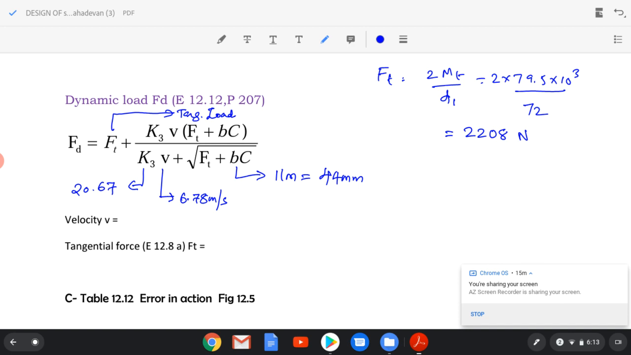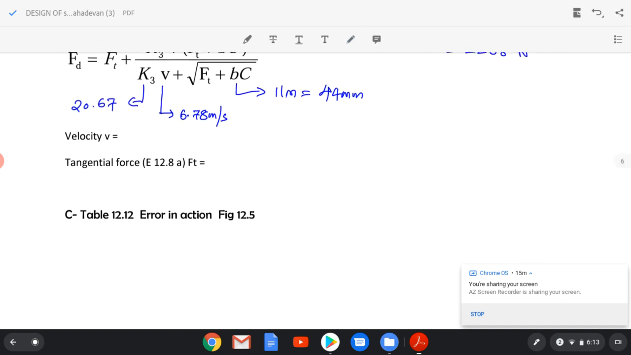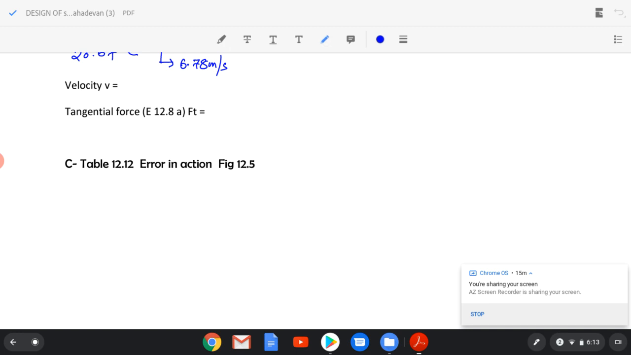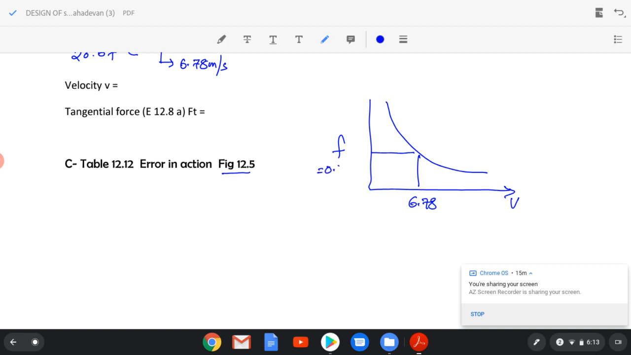Then B equal to 44 mm, K3 equal to 20.67, then we can find Ft plus BC. To find that we have to find the value of C. To find the value of C, we need to use a graph. From figure 12.5, for velocity equal to 6.78, velocity is given on the x-axis, the error in action f equal to 0.053. Taking this value, error in action, in table 12.12, this 0.053 lies in between 0.04 and 0.06.